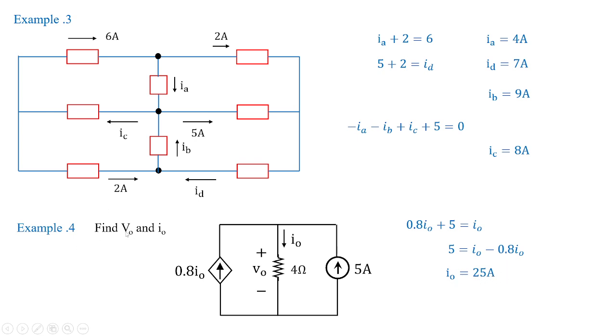Now, what is the other parameter we should calculate? V0. V0 is a voltage measurement across 4 ohms. According to Ohm's law, V equal to IR. So, what is the current flowing into the 4 ohms? That is I0. I0 is 25 amperes. So, 4 into 25 it becomes 100 volts. So this is how you calculate the unknown parameters under dependent sources approach.